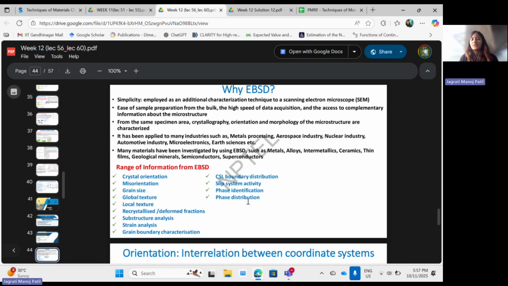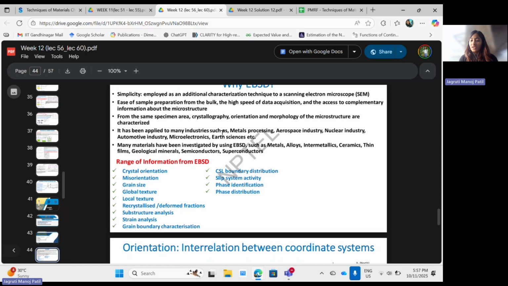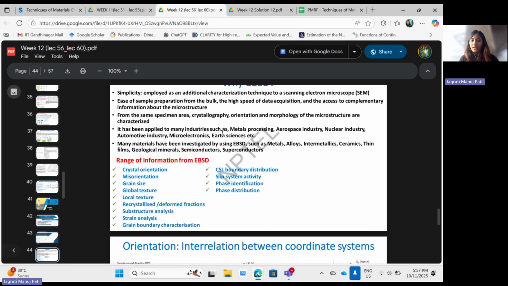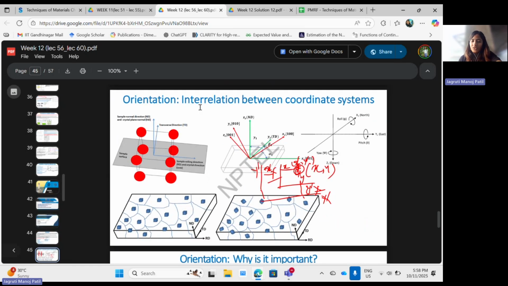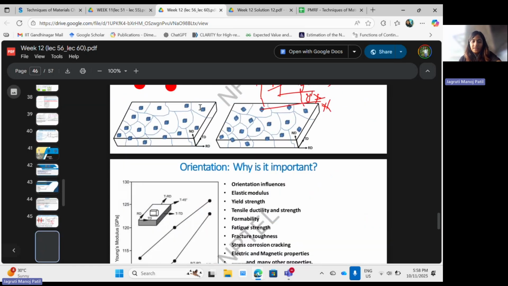But this eventually depends on the type of scanning electron microscope that you're trying to use. It needs to be an analytical one, or else from the functional one you won't get this information. The advantages are the ease of sample preparation from the bulk, the high-speed data acquisition, and access to complementary information about microstructure. From the same specimen, you get information about its morphology, the orientation, and crystallographic nature. Everything can be characterized through it. So that information you can get if you do EBSD.